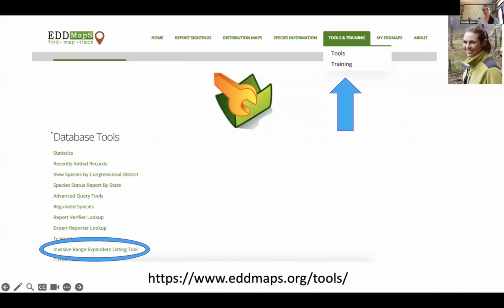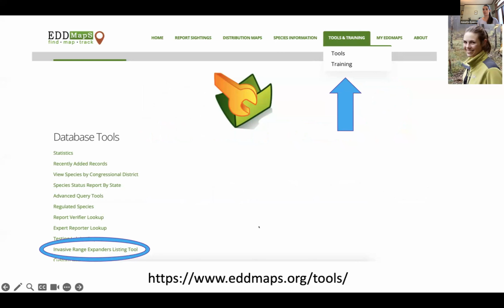So this invasive range expanders listing tool was developed as a result of the output data that Jenica Allen had created through her species distribution models. So one of the very first maps that I showed you in this presentation. And as a reminder, Jenica's models were just based on occurrence data. And so that was what this range expanders listing tool was initially designed to do.